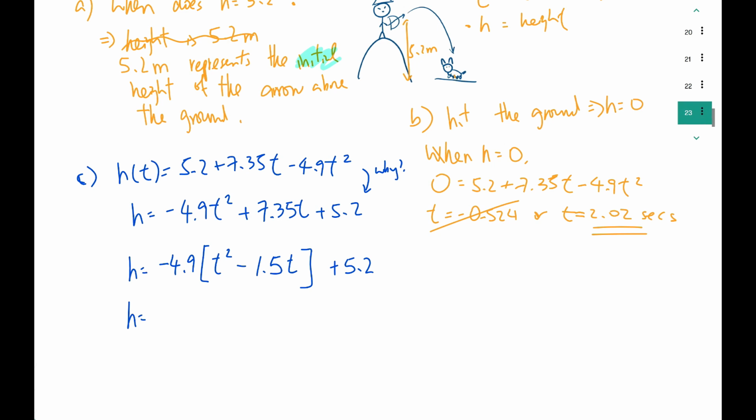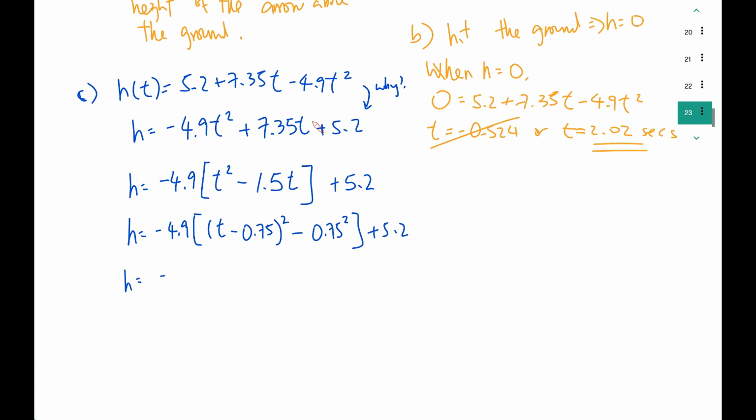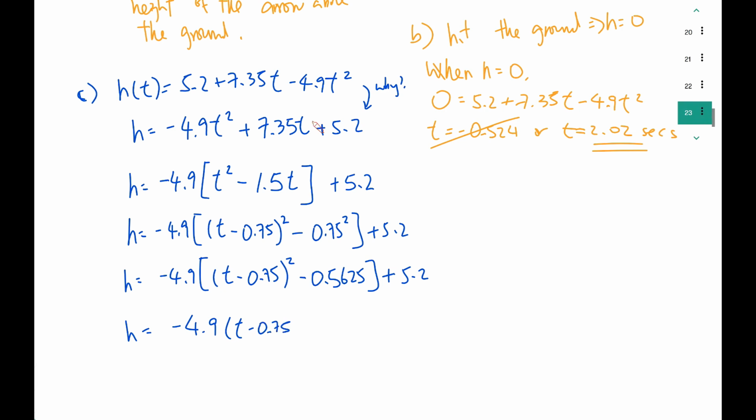Then I need to half that number, so minus 4.9 and then t minus half that number, 0.75, squared, and then subtract this number squared, so 0.75 squared, plus 5.2. And then I can do t minus 0.75 squared, just put in the calculator, I get 0.5625 plus 5.2. Just bear it in mind, when we square this number, there's no bracket. Next step, I multiply minus 4.9 back in, so it'll be minus 4.9 bracket t minus 0.75 squared.